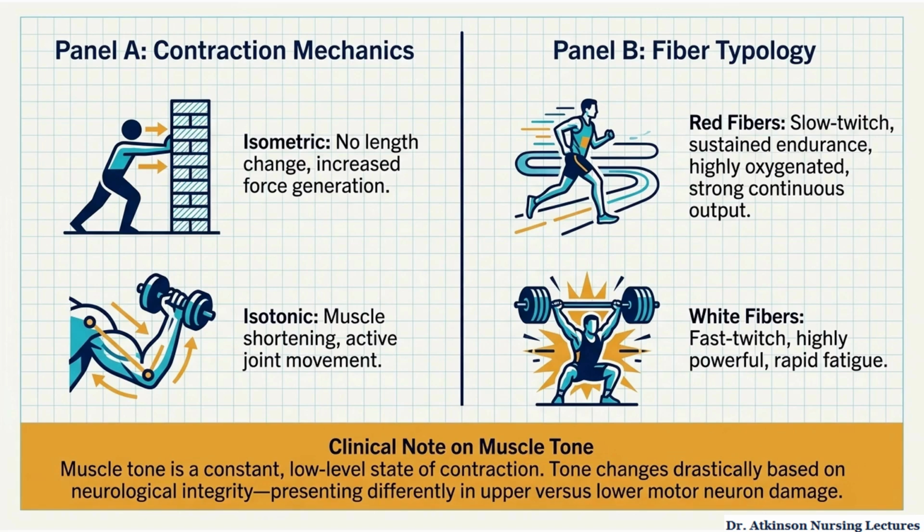Muscle tone is never completely absent at rest. Upper motor neuron lesions increase tone and cause spasticity. Lower motor neuron lesions decrease tone and cause flaccidity. Changes in tone help localize neurologic injury.